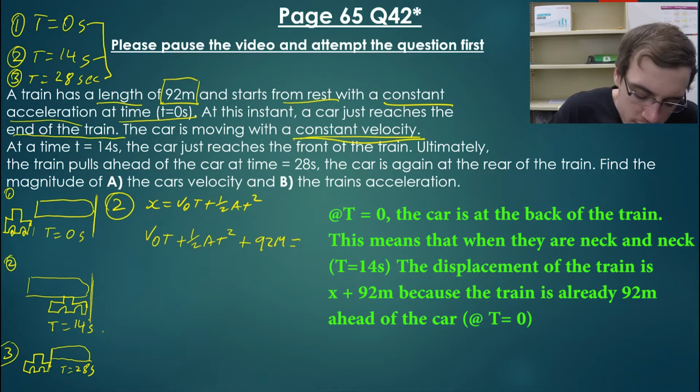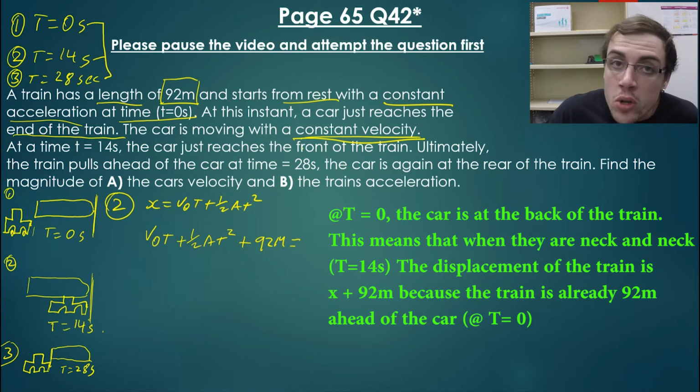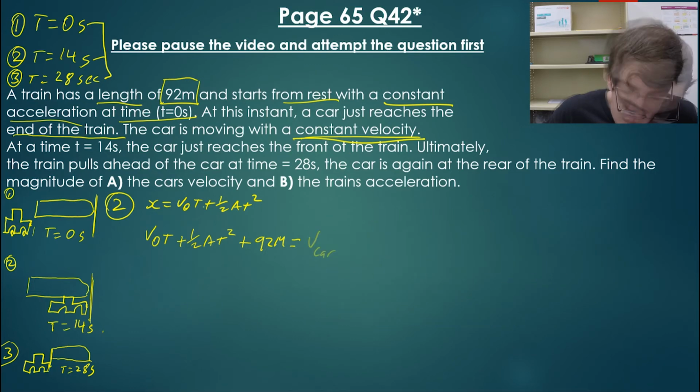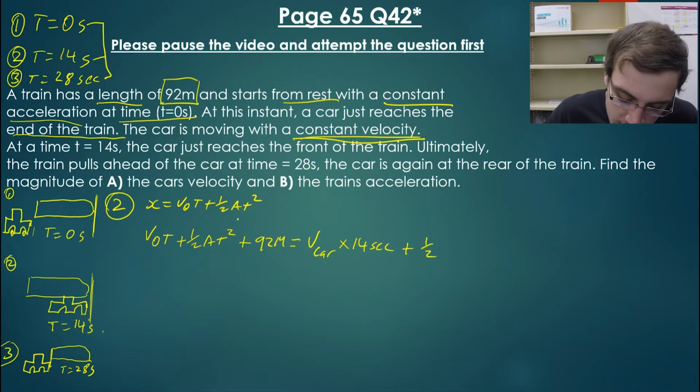Now we look at the displacement for the car. We go x equals v0t. The velocity was constant, so the car's velocity we multiply by time, and time is 14 seconds. So we have v0 times 14 seconds, plus 1/2 times the acceleration. It's moving at a constant velocity, so if that velocity is not changing, our acceleration is going to be 0. And our time, t, is 14 seconds squared.